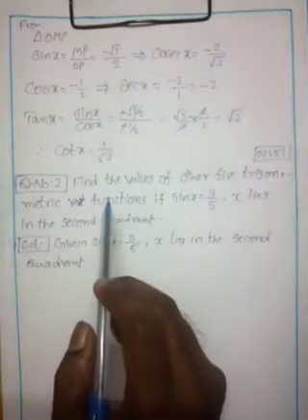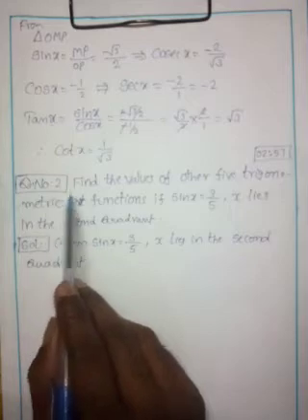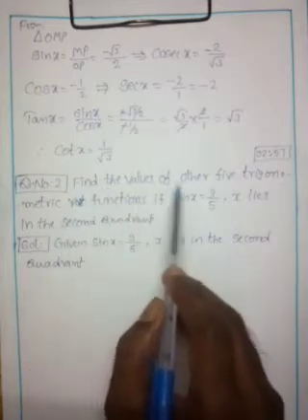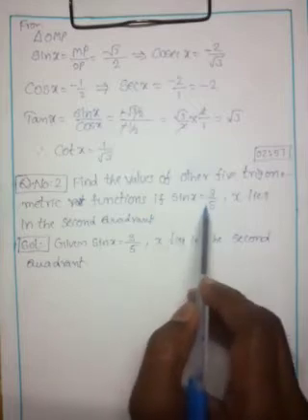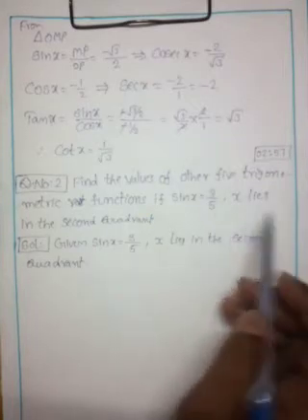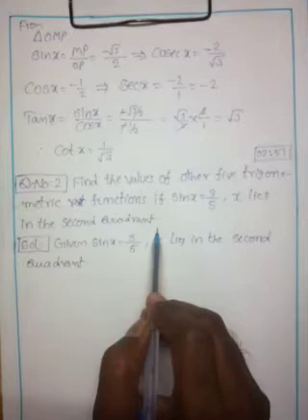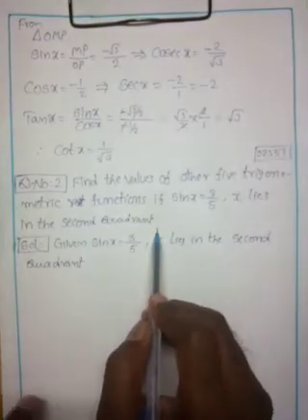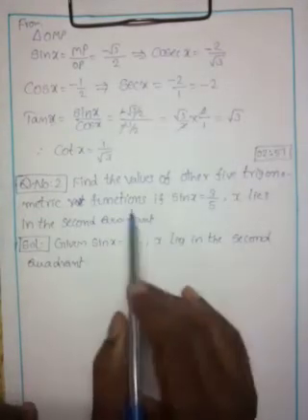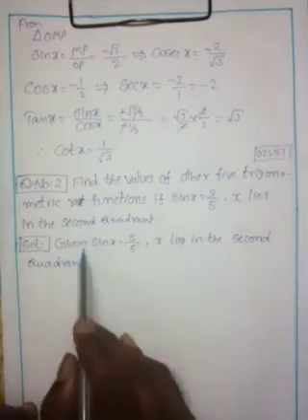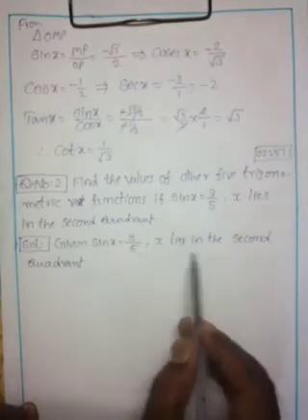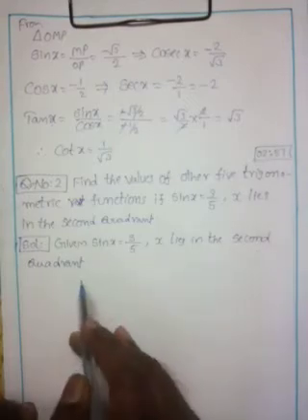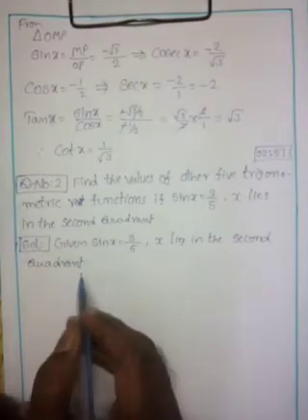Hello, my dear children. Come to question number 2. Find the values of other 5 trigonometric functions if sin x is equal to 3 by 5, x lies in the second quadrant. Understood this question, my dear children? What is given here? The value of sin x, 3 by 5. And x lies in the second quadrant.